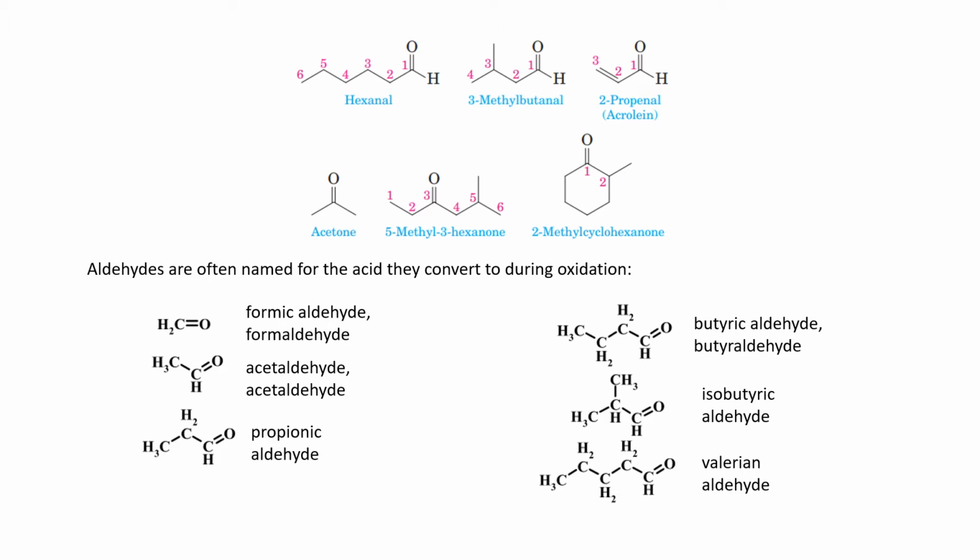For unsaturated aldehydes, we show the presence of the carbon-carbon double bond and the aldehyde by changing the ending of the parent alkane from "-ane" to "-enal": "-en" to show the carbon-carbon double bond and "-al" to show the aldehyde. We show the location of the double bond by the number of its first carbon. Examples: hexanal, 3-methylbutanal, and 2-propenal, with the double bond at position 2.